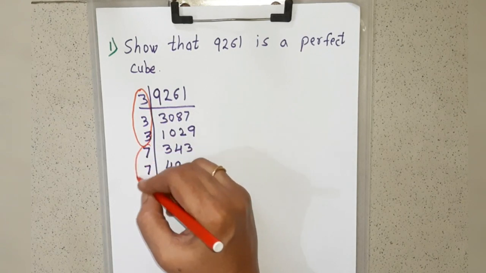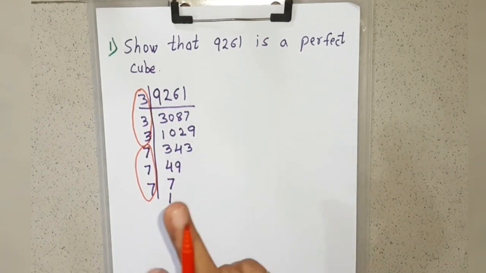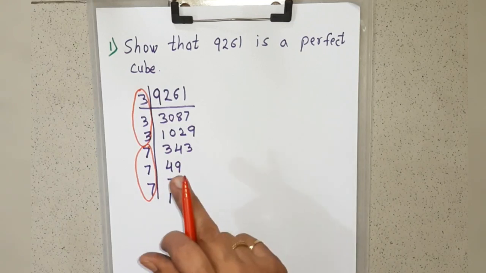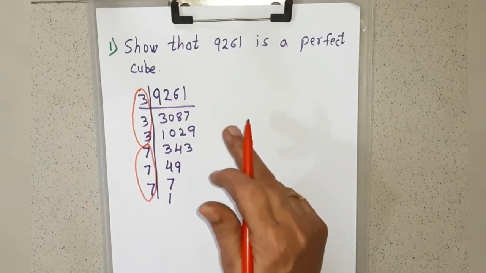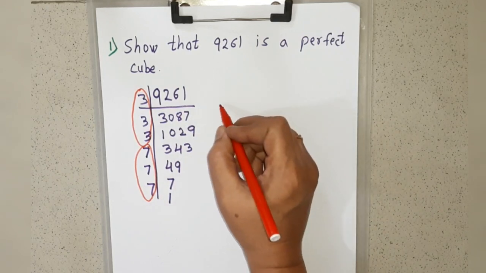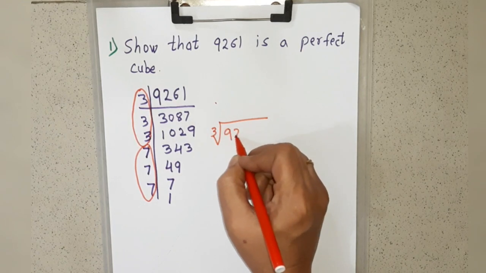The primes will always occur in groups of 3. Right? So whenever the primes are occurring in groups of 3, we can say that 9261 is a perfect cube. And to find the cube root of that number, this is the symbol for finding the cube root. Cube root of 9261.